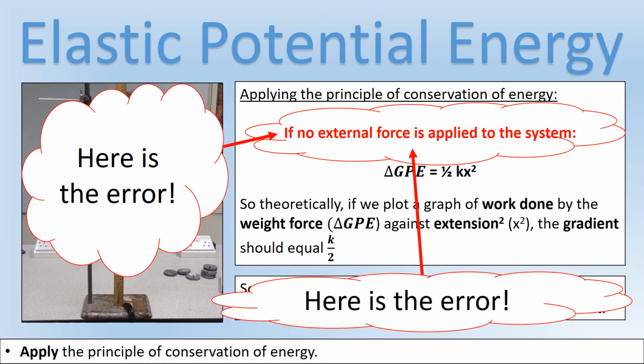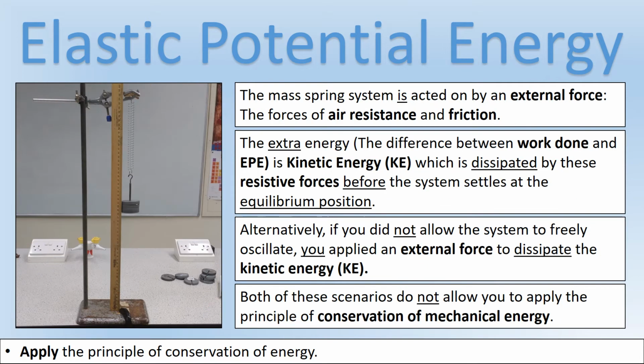So when we apply the principle of conservation of mechanical energy, we say that if no external force is applied, and then some conditions. The problem is, in this scenario, we applied external forces in this system, which is why it didn't work. There's a few different external forces that might have acted on here. So if you put the mass on the spring and just let it go and let it keep oscillating until it's settled, your system will be acted on by the external forces of air resistance and friction. And that accounts for the missing energy.